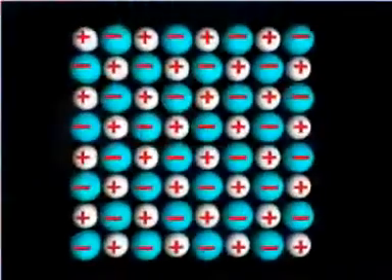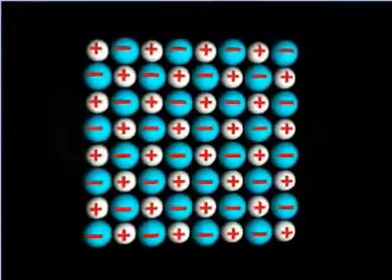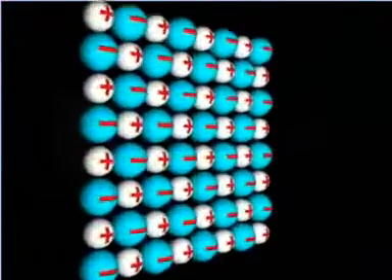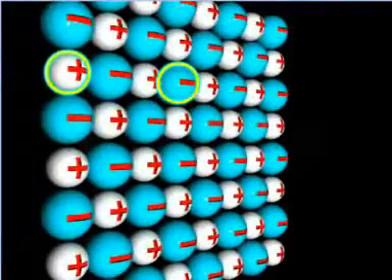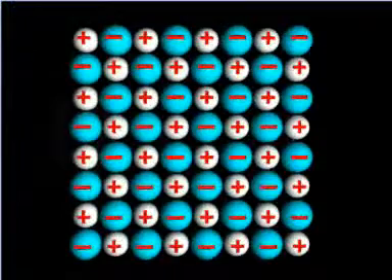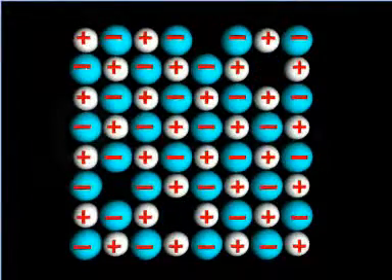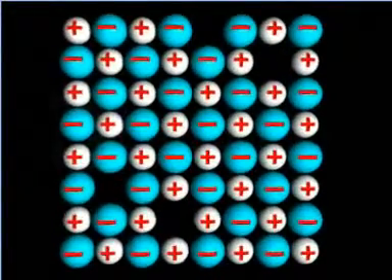Schottky defect, on the other hand, arises in ionic crystals having constituent ions of similar size. In such defects, equal number of cations and anions leave their lattice sites and create vacancies in the crystal.